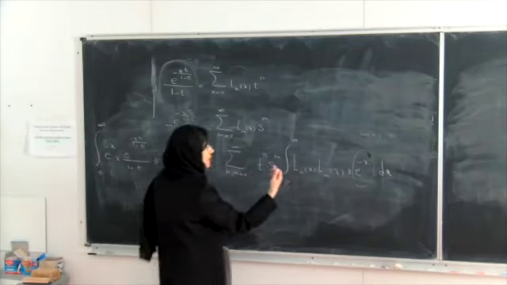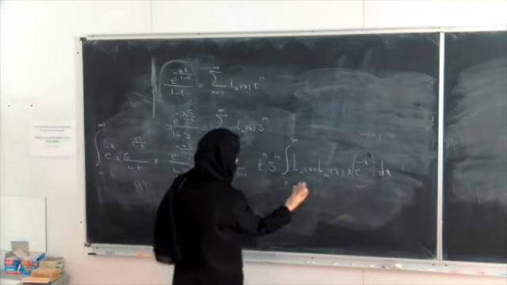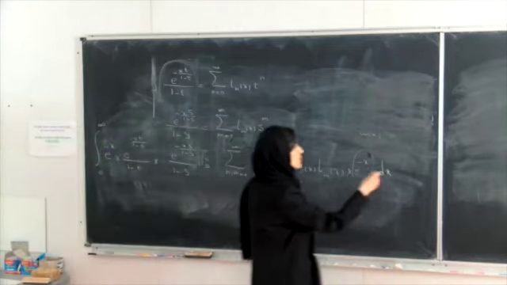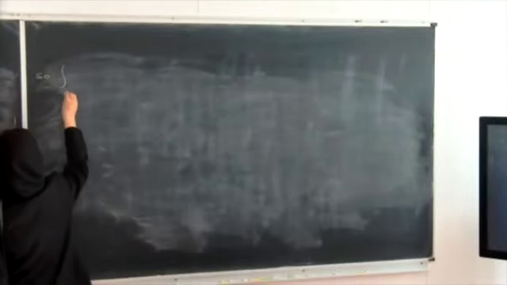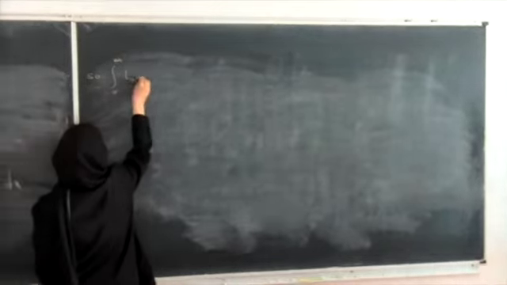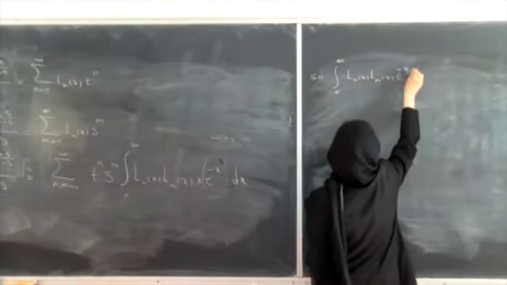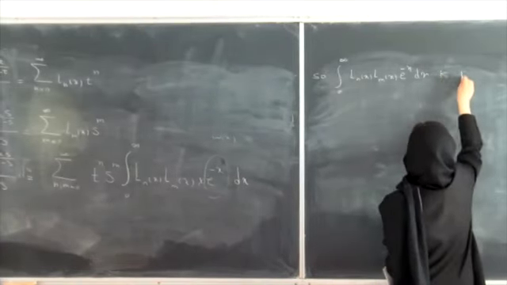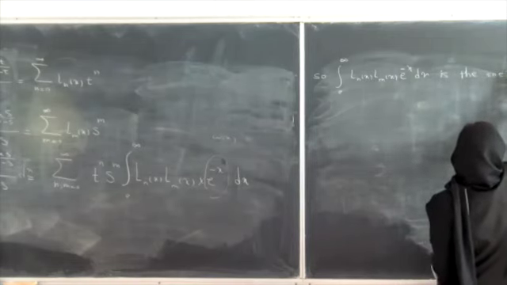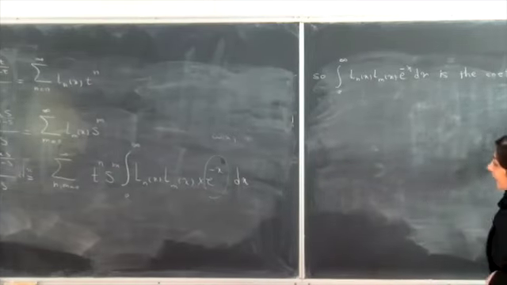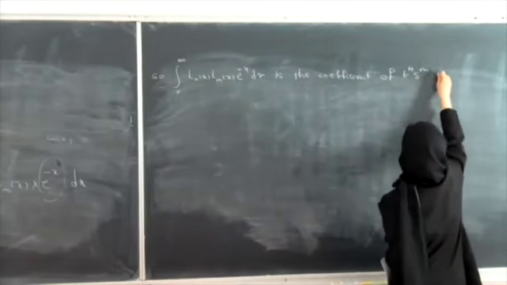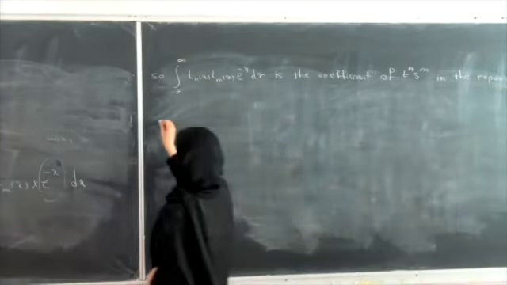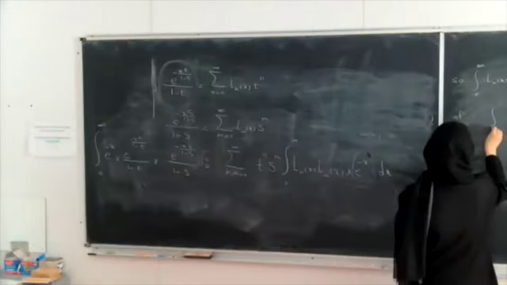Okay, so we know that this integral is the coefficient of tⁿ sᵐ. So the integral from 0 to infinity of Lₙ(x) Lₘ(x) e to the minus x, and we want to find this integral as the coefficient of tⁿ sⁿ in the expansion of this integral from 0 to infinity.